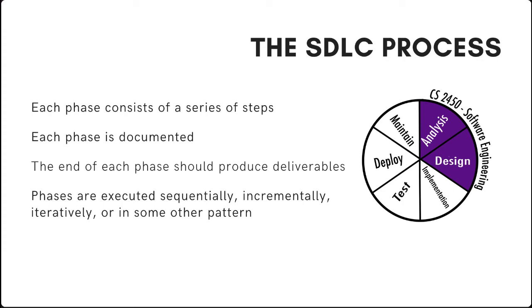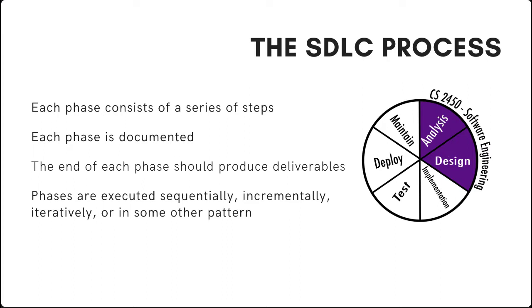The software development process consists of some version of these phases: analysis, design, implementation, testing, deployment, and maintaining. These are called phases or stages, and each phase consists of a series of steps. Which steps go into which phase is dependent upon the methodology used.